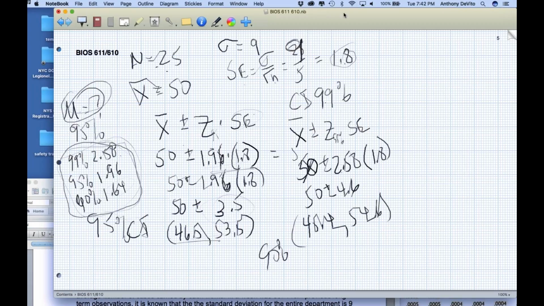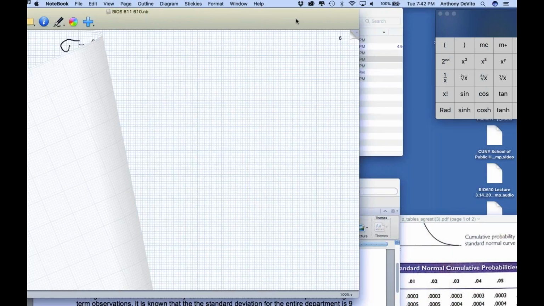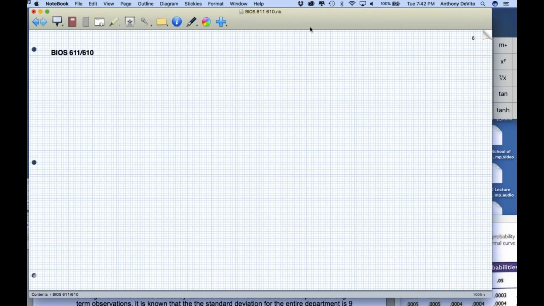Okay, so I want to go over one other possibility that you're going to run into, and we're going to be talking more about this when we get into the other stuff next week, and that's when you deal with a prevalence or a proportion. Now, let's say that I were to tell you that I sampled 100 people, and I found that out of those 100 people, 15 of those people were smokers, and 85 people were not smokers.